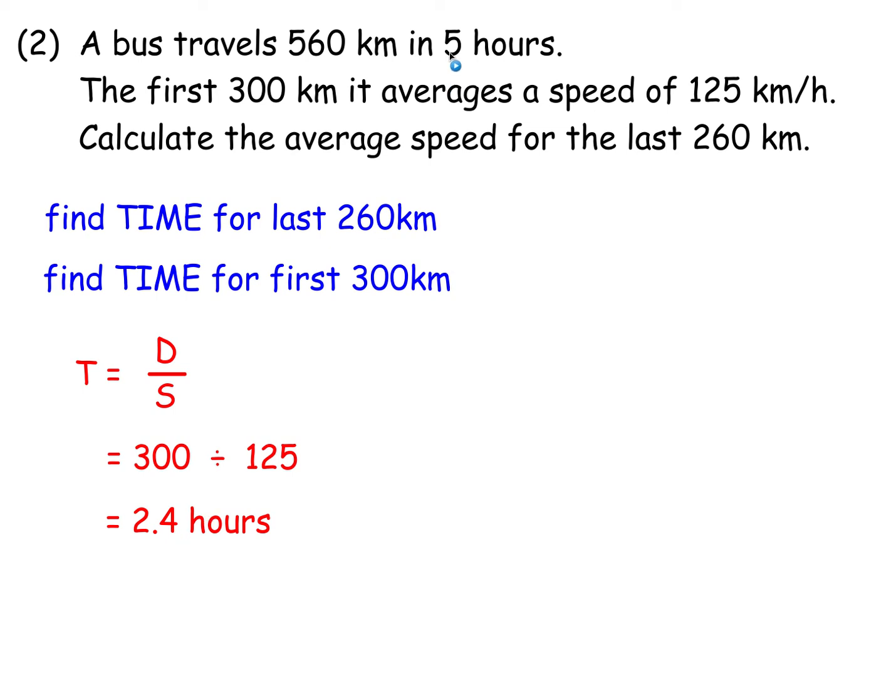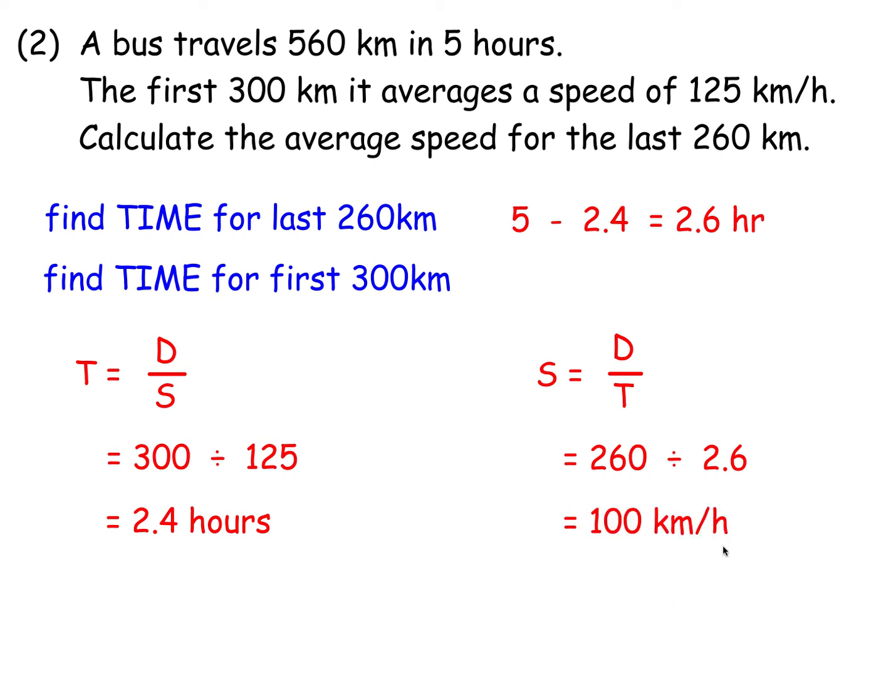It travelled a total of 5 hours, so you see the time that's left. Of the 5 hours, there's 2.6 hours left. That 2.6 hours is for the last 260 kilometres. So the average speed for the last 260 kilometres was distance 260 kilometres divided by time 2.6 hours. So it's exactly 100 kilometres an hour. So you find the time for the first stage of the journey, and then from the time that's left, you can work out the speed for the second and last stage of the journey.